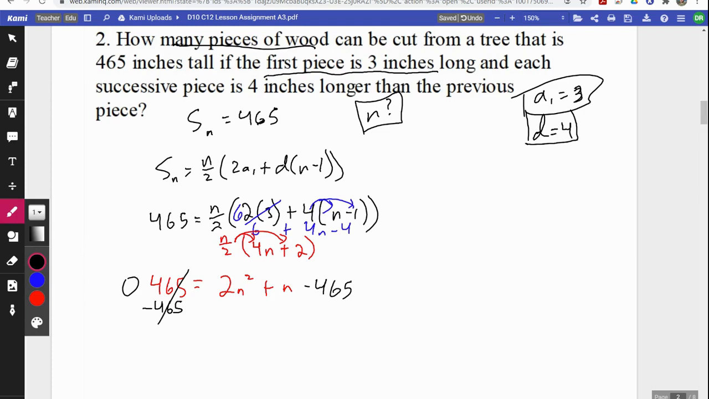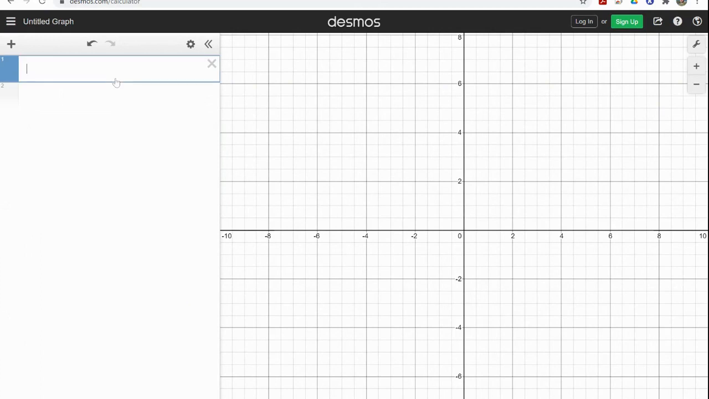Offhand, I'm not going to try and factor that. I don't want to use the quadratic formula necessarily, though I could. I'm just going to plug that into Desmos and see where my zeros are, see which ones make sense. 2n squared plus n minus 465. And I should be using x for this one, probably.